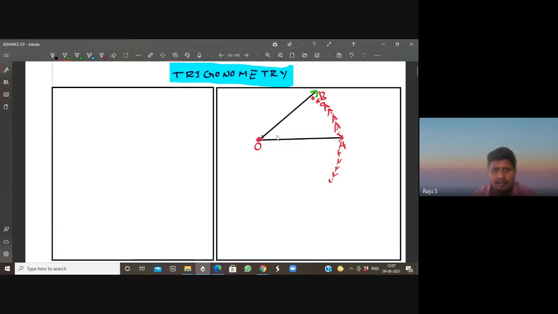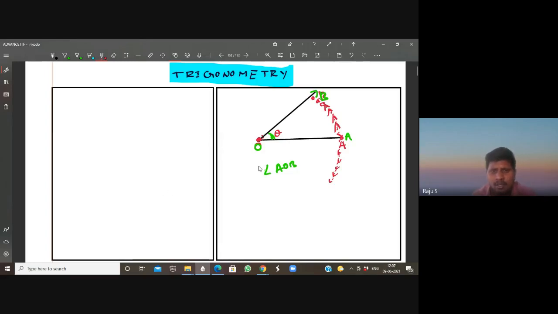Here we say that the angle, what is the angle here? AOB. Yes or no? So how to write this angle? Angle AOB. This is the symbol of angle. So angle AOB has been formed, right? Sometimes it might be taken as theta. May take as theta.